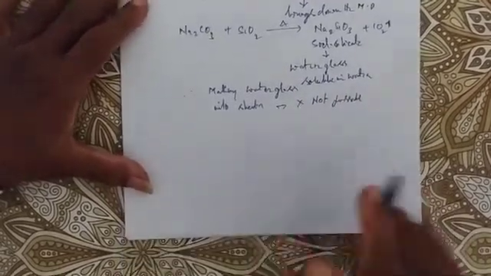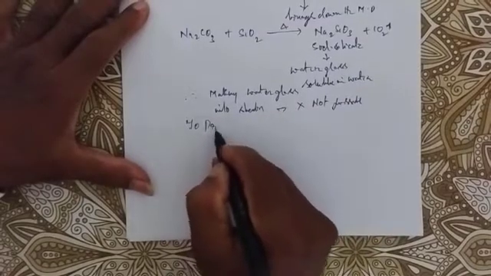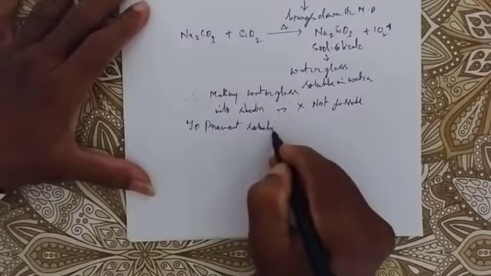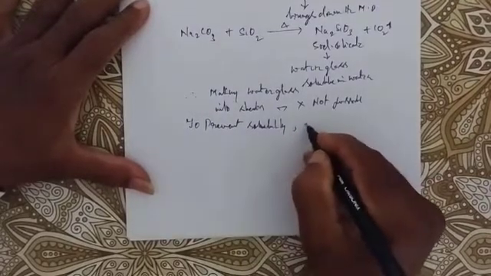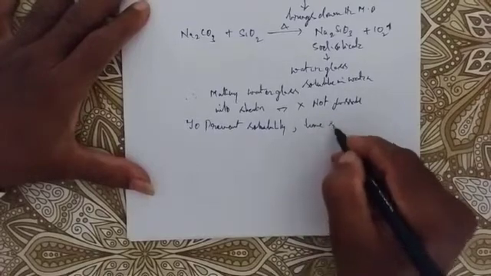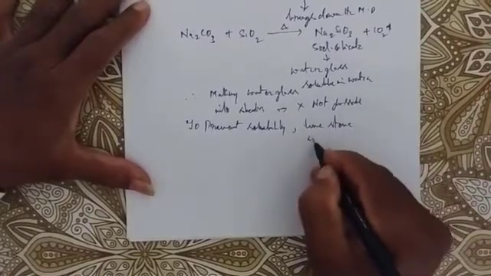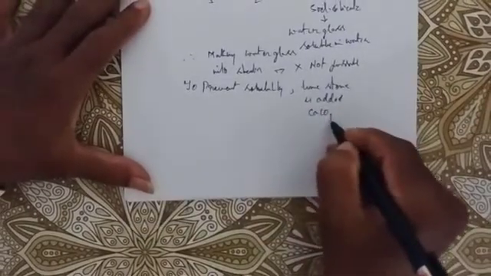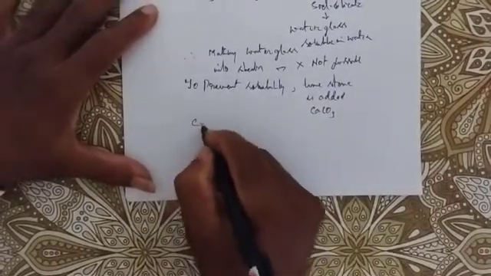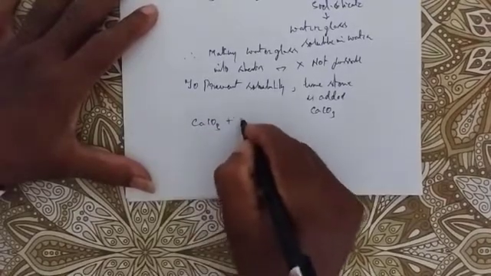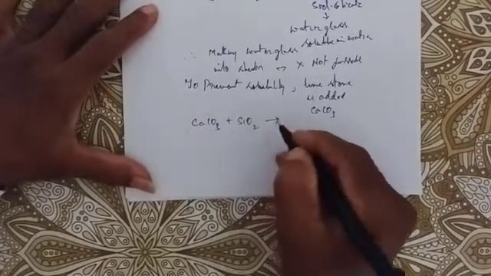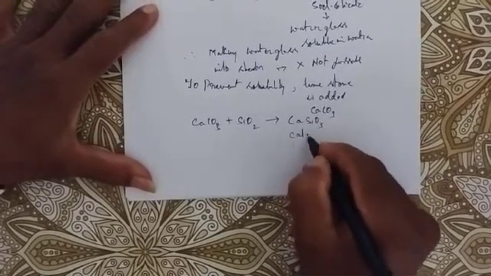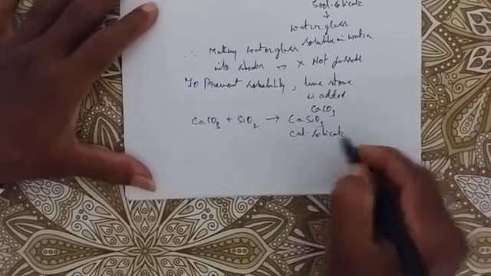So to prevent this solubility, limestone is added. What is the formula for limestone? Calcium carbonate. So calcium carbonate, CaCO3, also combines with silicon dioxide, that is, we get CaSiO3. This is calcium silicate.